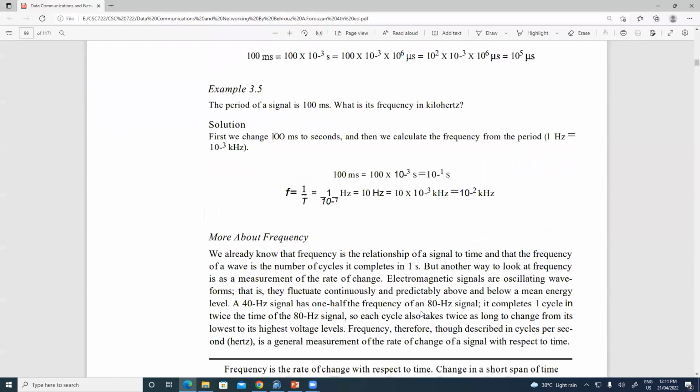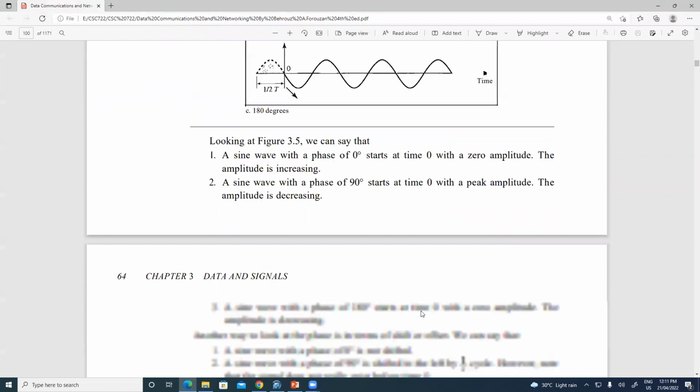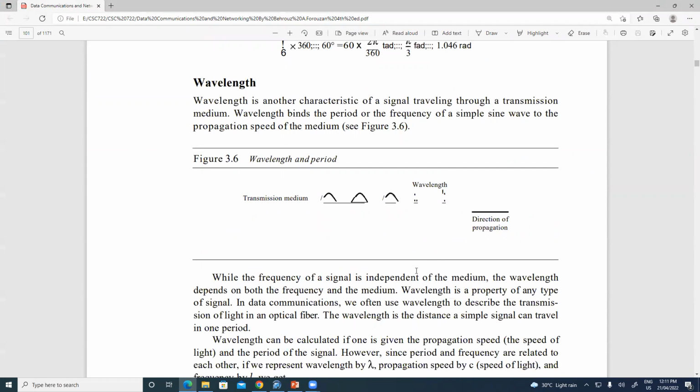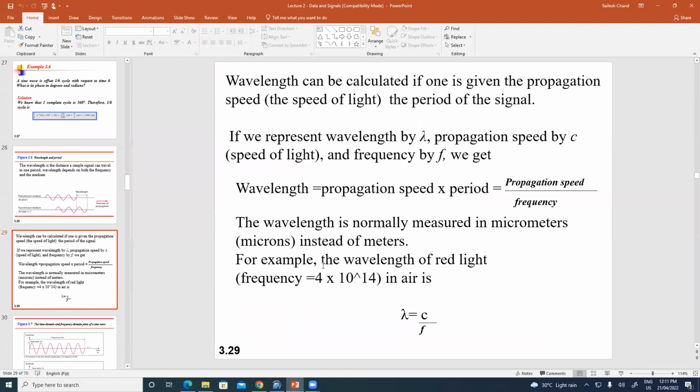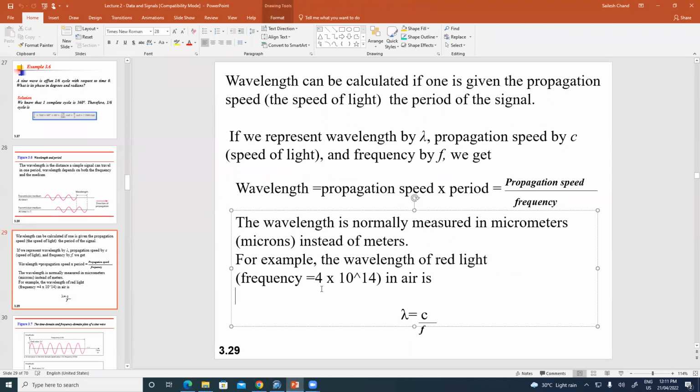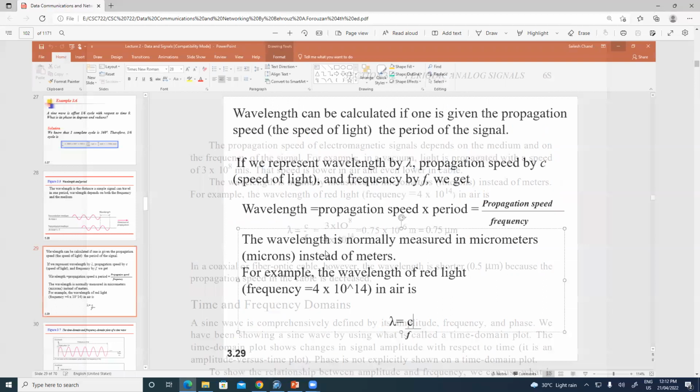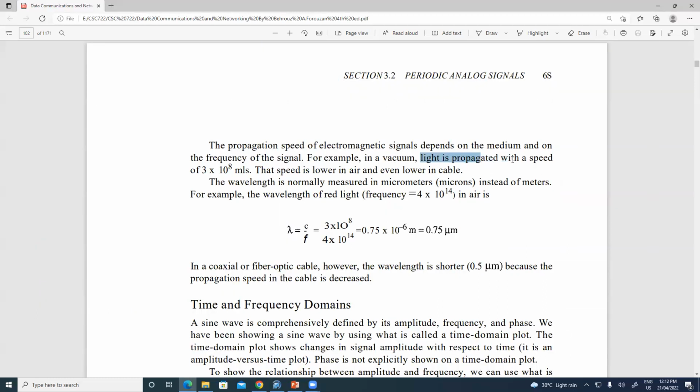Still clarifying it here. The wavelength of red light. All right, so here it is given. The light is propagated with the speed of 3 times 10 to the power 8 meters per second, right? So that c is given in this case here. The wavelength is normally measured in micrometers instead of meters. For example, the frequency is already given, that is 4 times 10 to the power 14.